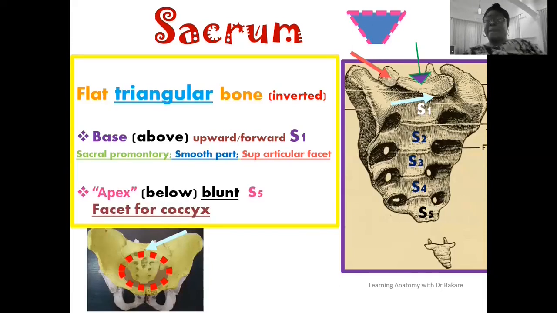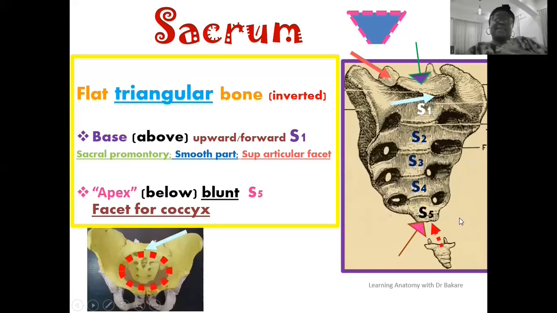Then if you go to the apex, because we say it is an inverted triangular bone, the apex is directed downwards. So this is where we have the apex here at this point. The apex of the sacrum is blunt. It is not sharp because it will be creating an indentation that will be accepting the coccyx. So this is where the coccyx is connected to the sacrum at this point.